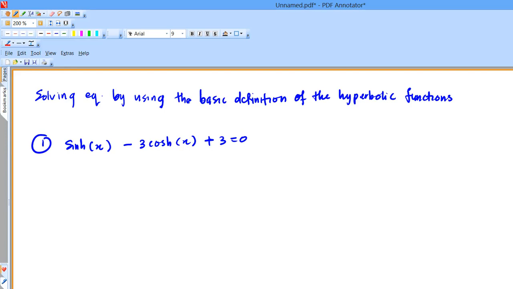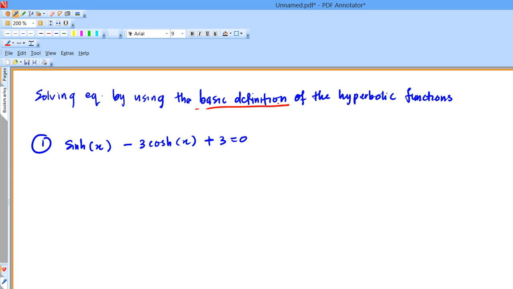Hi student, in this video I will show you how to solve equations by using the basic definition of the hyperbolic function. Basic definition means we will substitute the hyperbolic function with an exponential function. For the first example, we have hyperbolic sin x minus 3 hyperbolic cos x plus 3 equal to 0.